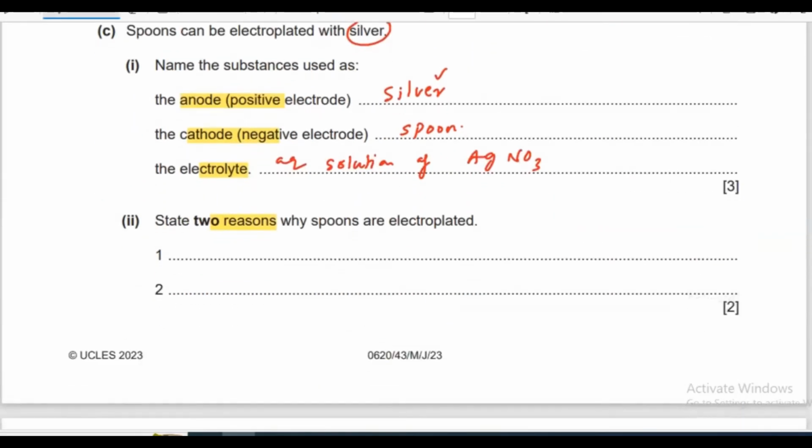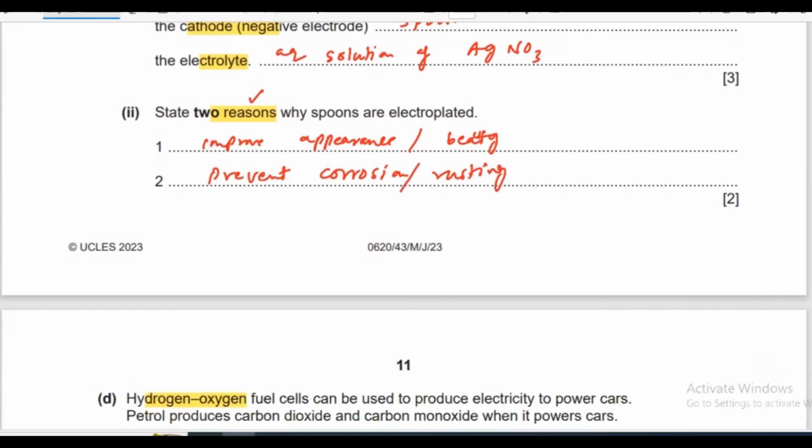State two reasons why spoons are electroplated. This is a general question: if you want to enhance the beauty or improve the appearance of the article, or if you want to prevent your article from rusting, to prevent corrosion, we can use the process of electroplating.